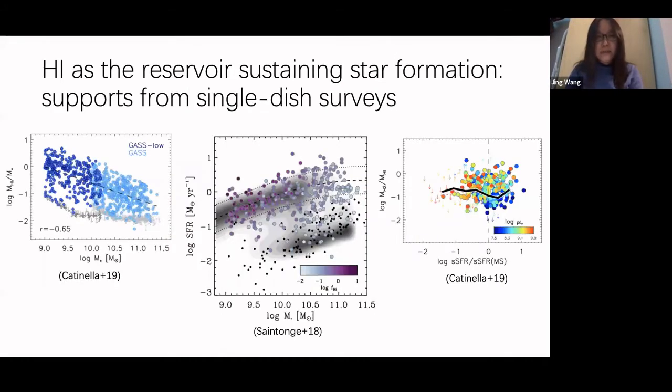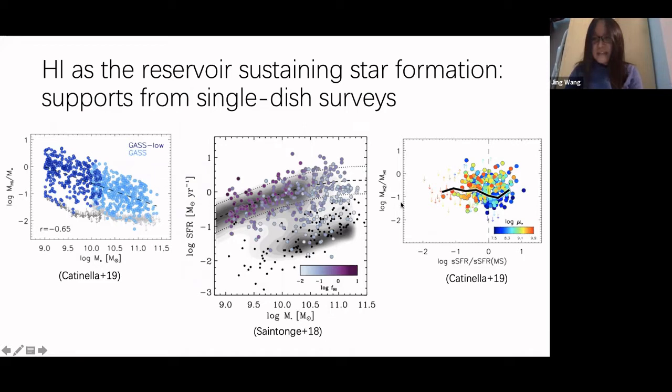There are examples of work by the xGASS group. That is a representative sample of nearby galaxies selected by redshift and stellar mass, so it's a relatively complete sample. Based on that data, it was found that the H1 mass fraction, H1 mass over stellar mass, drops as a function of stellar mass. More massive galaxies are gas poorer. At a given stellar mass, galaxies with higher star formation rate have higher gas fractions. So galaxies need more H1 to sustain their enhanced star formation rate.